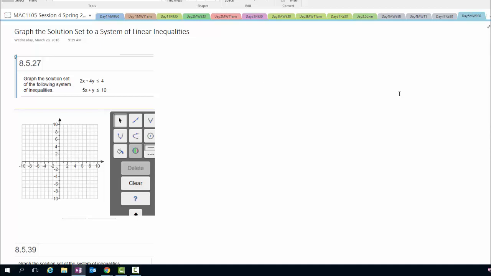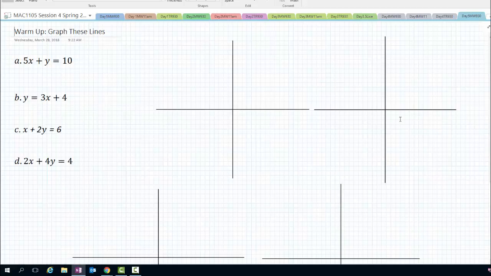And the only way to get the solution set for those is to graph, because there's an infinite number of solutions. So we are going to warm up by graphing these lines. These are also lines that are going to appear in some of the exercises that we're about to work. So starting with the linear equation in two variables in part A, you can just plot points.